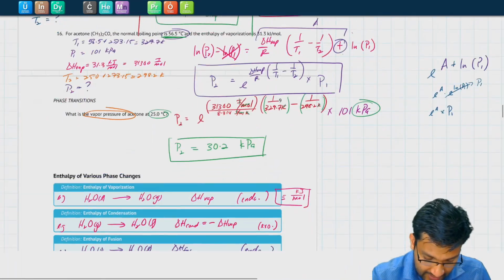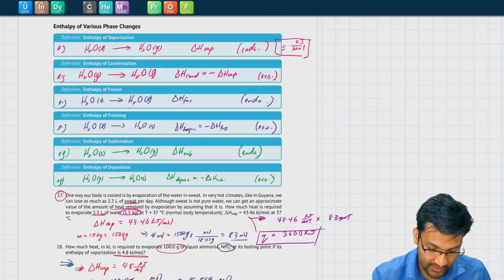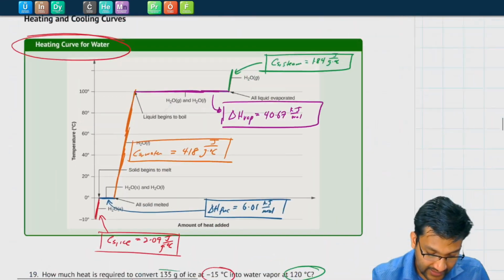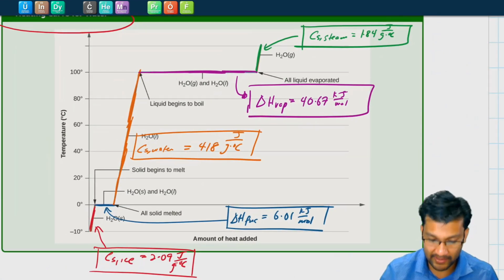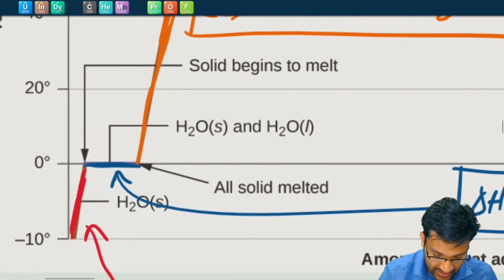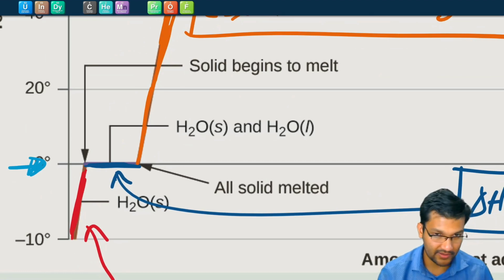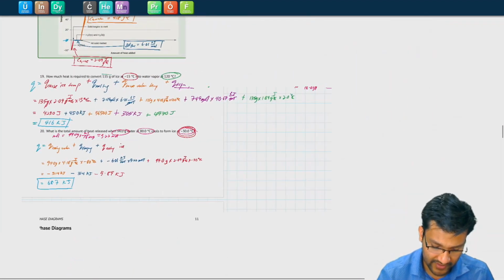Okay, and then finally we looked at different enthalpies of various phase changes, right? Here's all of the different ones we looked at. And then we looked at the heating curve of water, which basically tells us how the temperature changes as we add more heat. Sometimes the temperature doesn't change when we add heat, and that's because all of the heat that we add goes to not raising the temperature, but rather changing the phase, either from a solid to a liquid or a liquid to a gas. And we did some calculations involving that.